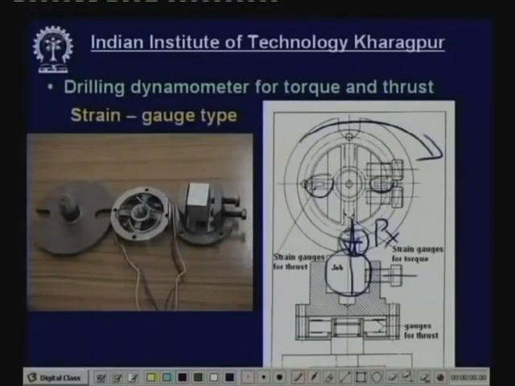Now for the torque measurement, due to the torque, these 2 ribs will be subject to bending like this. So there will be tension here, compression there, tension here and compression there. These 4 strain gauges will be connected to another Wheatstone bridge, and we produce another channel. So these 2 channels will give torque and thrust force.